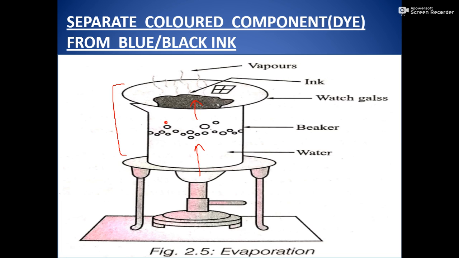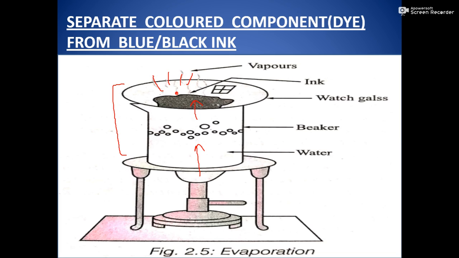In further classes you will also observe this kind of method in your 10th class. This is known as a water bath. By this method, when we continue to heat, after some time we observe vapors of the water which is present in the ink slightly coming out from the ink, and after some time we observe that the vapors are no longer coming. It means the water present inside the ink is completely evaporated.